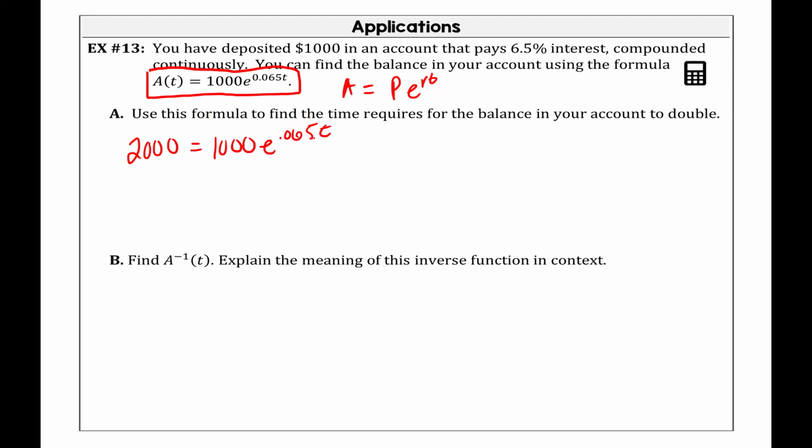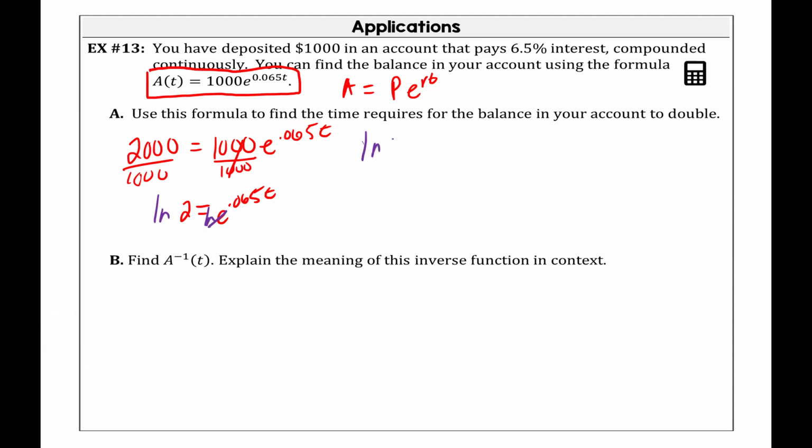But before we do that, we want to get t by itself. So the first thing you're going to do is undo your multiplication. To undo multiplication, we're going to divide. And we're left with 2 equals e to the 0.065t. Okay. Now we want to undo our e. How do I undo e? Natural log. We're going to take the natural log of both sides. That's going to cancel that out.